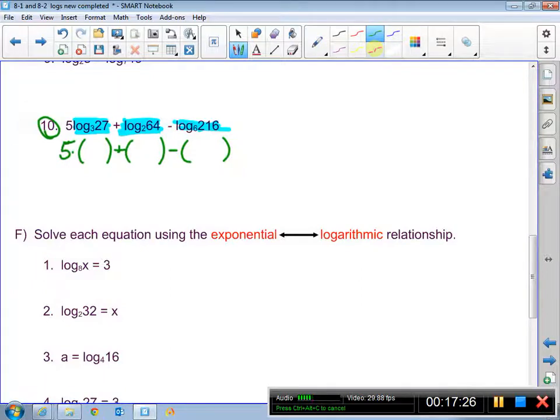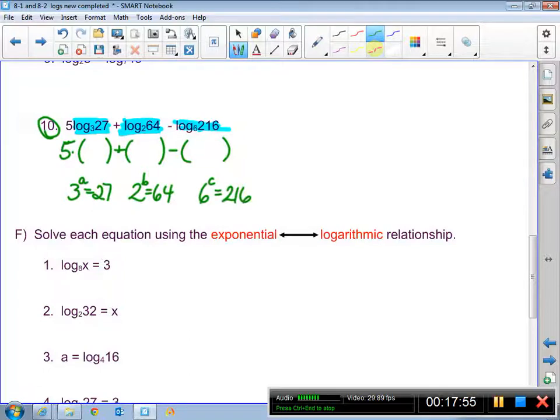So the first one, 3 to what power, I'll use A, is 27. Let's go through and change them all. Log base 2 is 64. So the base is 2. I have an exponent that I need equals 64. And the third one, log base 6 of 216. 6 to what exponent is 216.